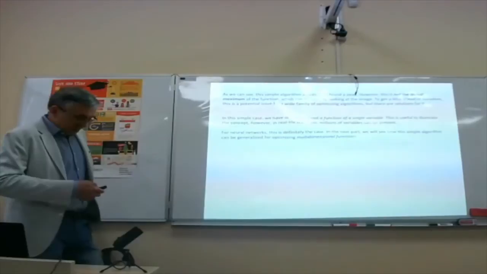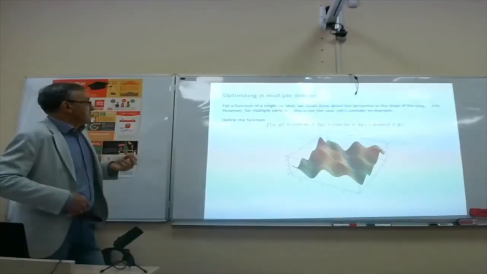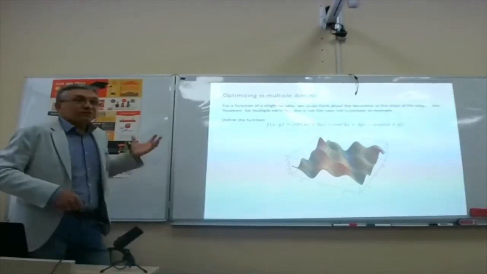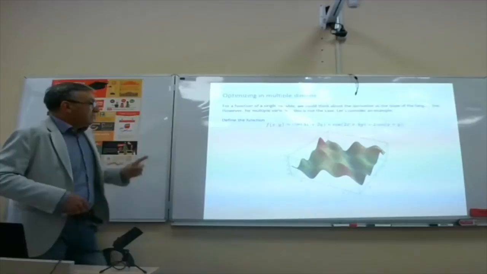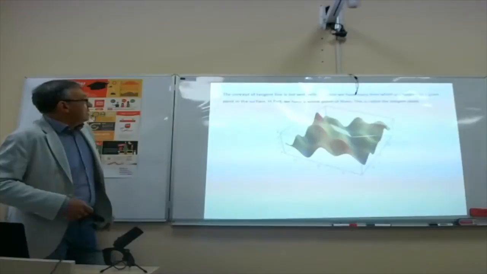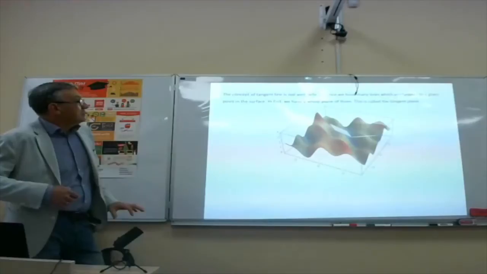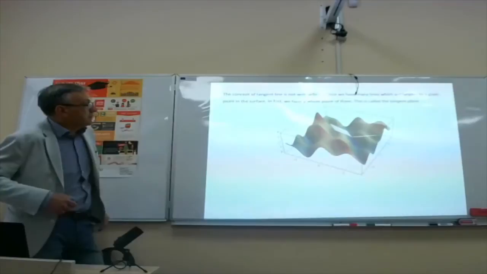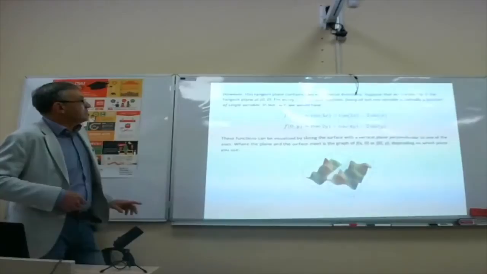Optimizing in multiple dimensions. We consider an example of a function of two variables, and this is a surface, and the surface differs from the previous example of a one-variable function. The concept of a tangent line is now not well defined, since you have many lines which are tangent to a given point on the surface. In fact, we have a whole plane of them, and this is a tangent plane. However, this plane contains two very special directions.